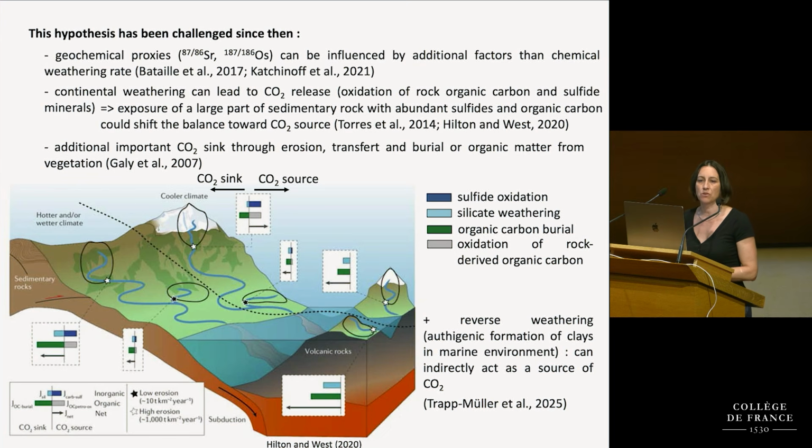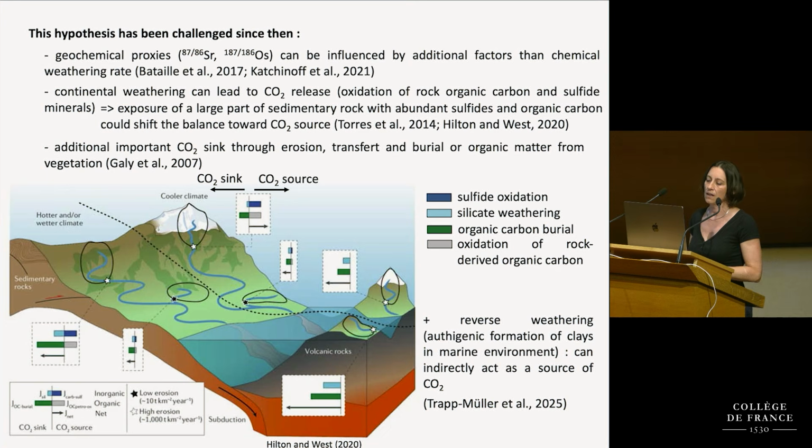Other works have also shown that orogenesis can favor an important CO2 sink through the erosion, transfer, and burial of organic matter, like, for instance, of contemporaneous vegetation, and a sink that, in the case of the Himalaya, for instance, has been shown to be even more important than silicate weathering reactions. So this balance between all these different reactions that are involved in chemical weathering can push the effect of chemical weathering of the continent toward a sink or a source of CO2.